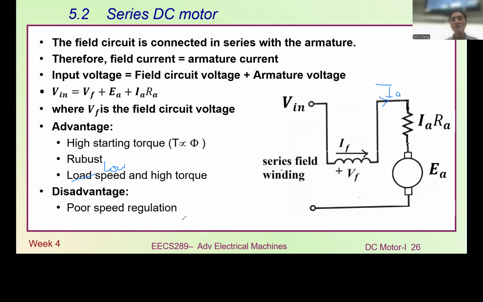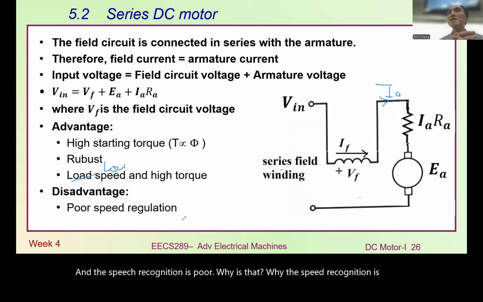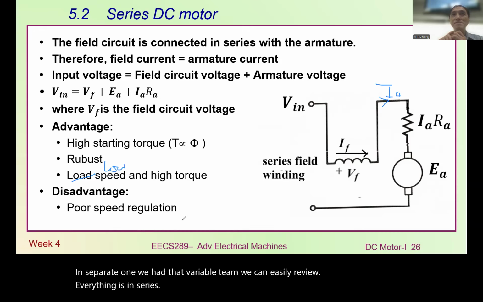And the speed regulation is poor. Why is that? Why is the speed regulation poor? In the separately excited one, we had that variable we can easily regulate. Here, everything is in series.